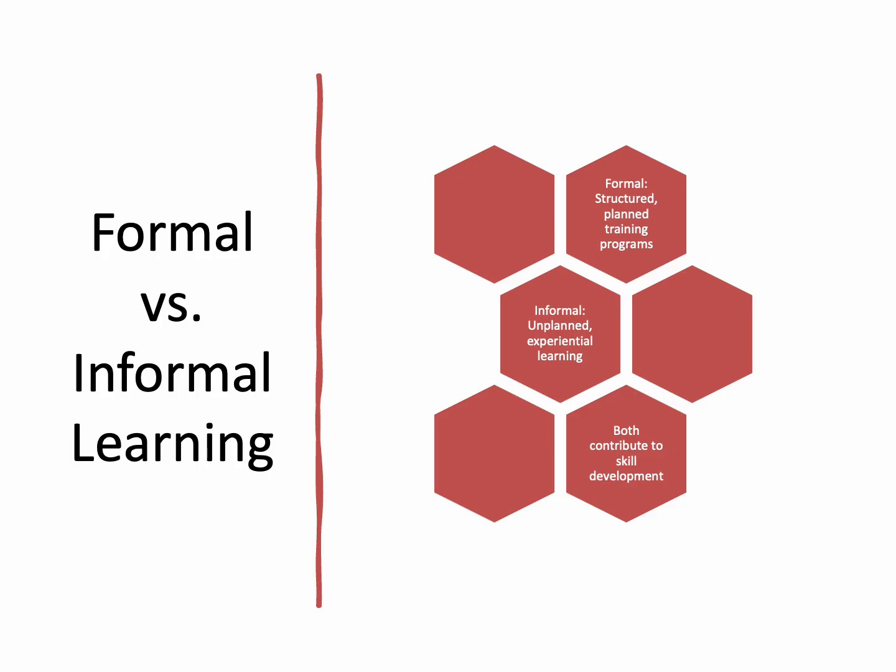Learning in the workplace occurs through formal and informal methods. Formal learning involves structured, planned programs, such as workshops, certifications, or e-learning modules, designed to teach specific skills. For instance, a safety training course teaches employees about hazard protocols. Informal learning, however, is unplanned and occurs through experiences, like observing colleagues or tackling new tasks.